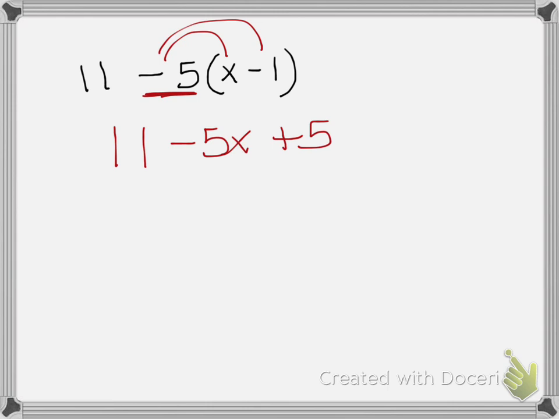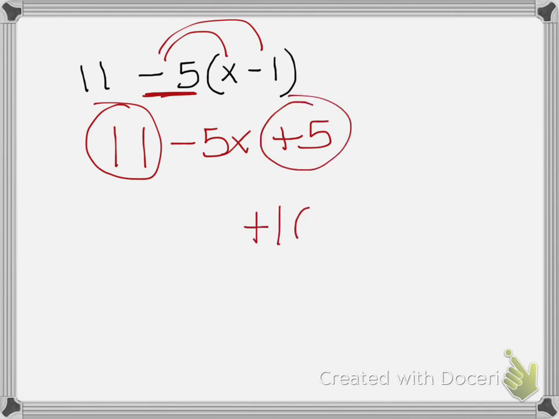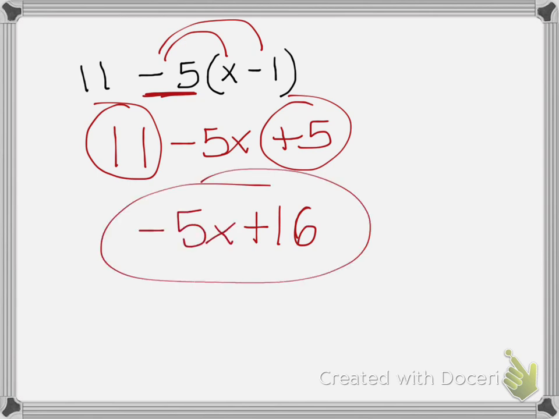So now I'm going to ask myself, are there any like terms I can combine? Yep. I can add the 11 and the 5 together. That will give me 16. And then I'll bring down my negative 5x in front.